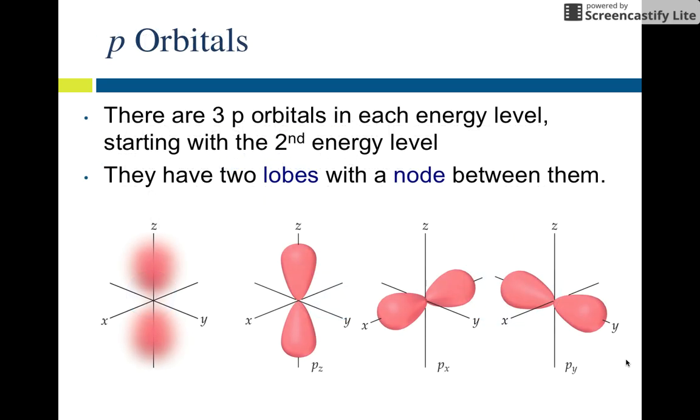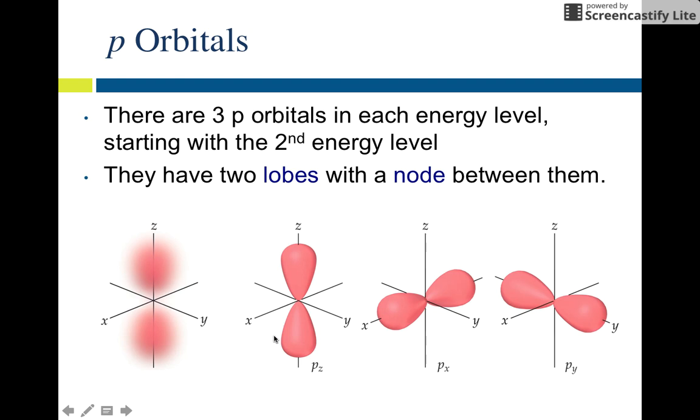Next, we have p orbitals. In each p subshell, there are 3 p orbitals, starting in energy level 2. They have 2 lobes with a node between them. You'll notice in this picture, the lobes have fuzzy edges because they're probability densities. We tend to draw them with defined edges as a dumbbell.